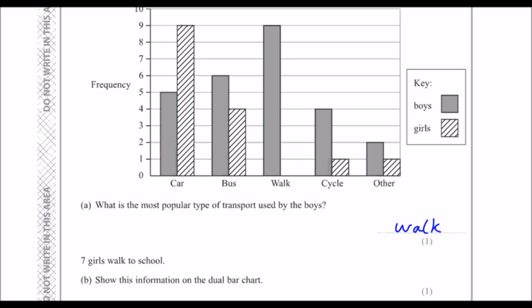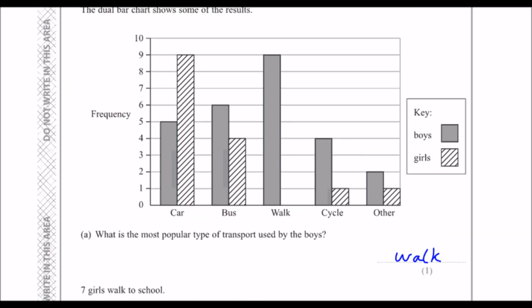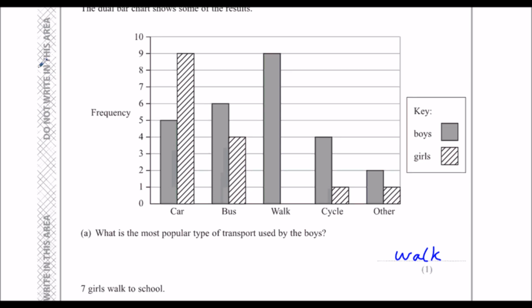7 girls walk to school. Show this information on the bar chart. So we've got to draw on 7 girls walking to school. So it should go up to 7 and along, and we can do some of the shading.